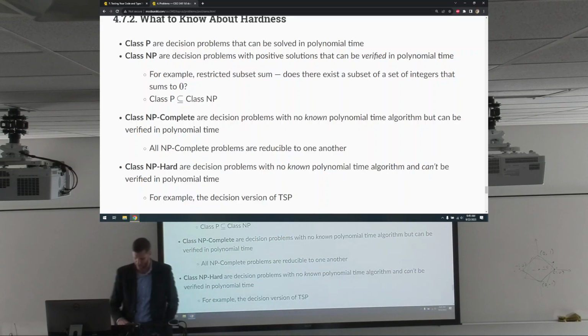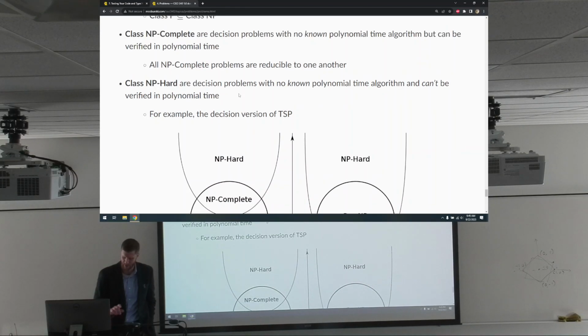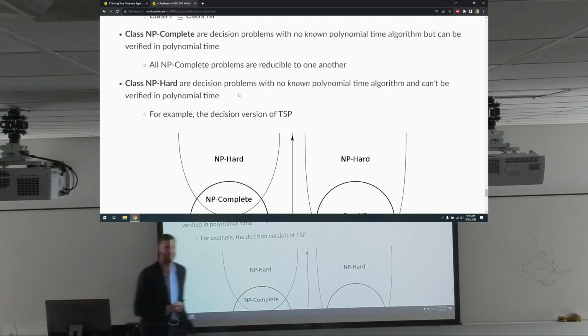I'm not sure if that's right. I might have the optimization. I need to go double check that. I feel like that's wrong. I feel like it's the optimization version. I guess it would be the decision version. Yeah, okay, yes, this is correct.